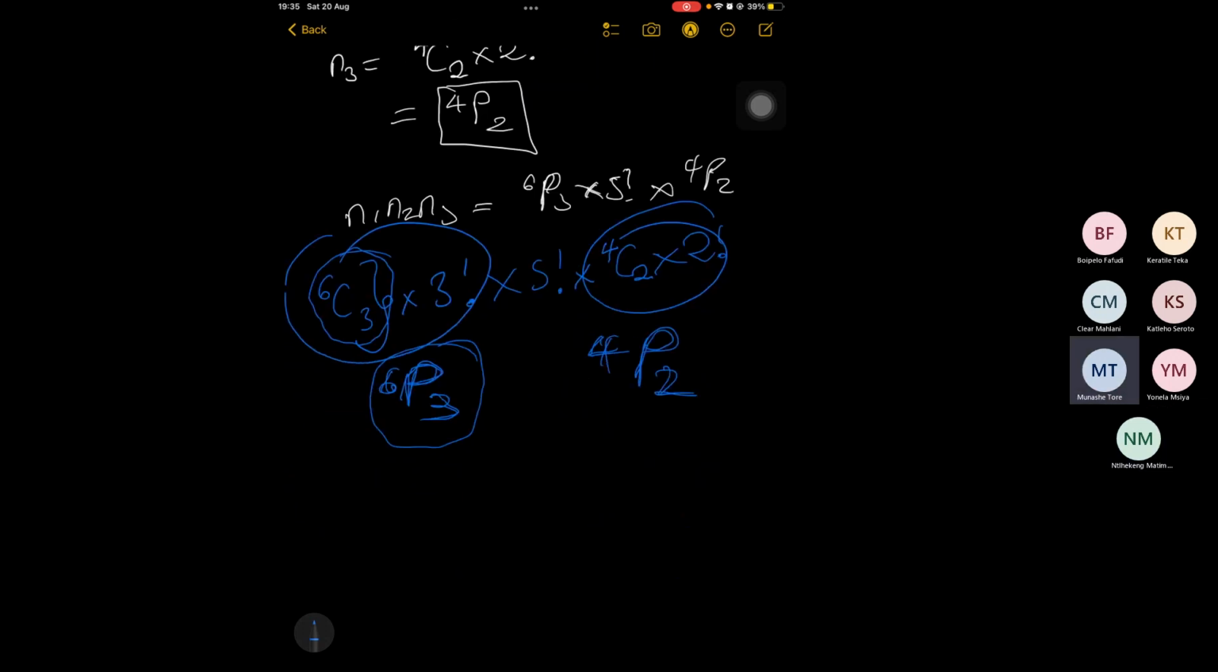Now, you have 6 cars, and you want to group them in 3 positions. So you have 6, choose 3. And now you have those 3 cars. In how many ways can you group those 3 cars? It's going to be in 3 factorial ways. Then the middle part is 5. Then the last part, you have 4, but you want to choose 2 to occupy the last 2 positions, which is 4, choose 2. But now that you have those 2 cars, in how many ways can you arrange them? It's going to be in 2 factorial ways.